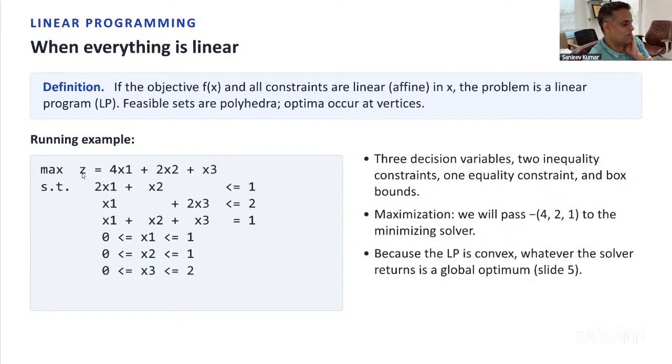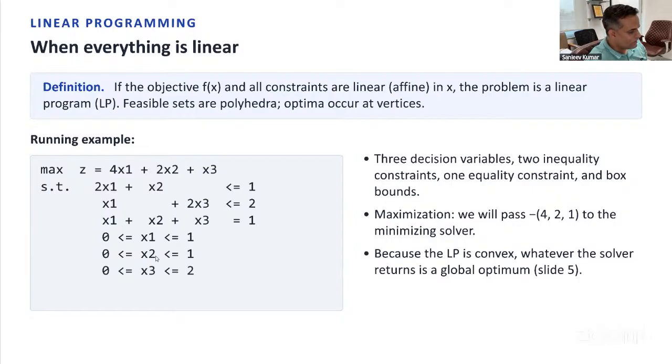I need to maximize Z, which is just 4x1 plus 2x2 plus x3. The first constraint is 2x1 plus x2 less than or equal to 1. The second constraint is x1 plus 2x3 less than or equal to 2. And the third constraint is x1 plus x2 plus x3 equals 1.